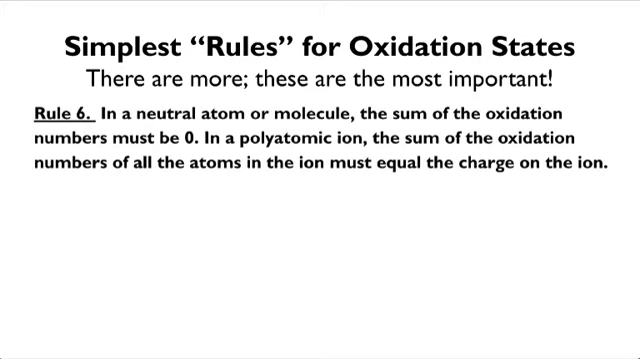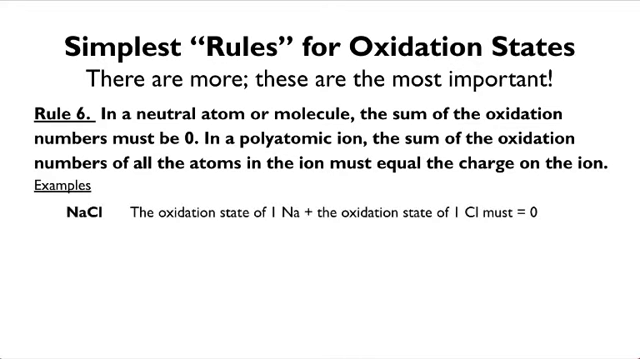Finally, rule number 6, in a neutral atom or molecule, the sum of the oxidation numbers must be 0. In a polyatomic ion, the sum of the oxidation numbers of all the atoms in the ion must equal the charge on the ion. So for example, sodium chloride is a neutral compound. It's made of two ions, sodium and chloride, and the oxidation state of one sodium plus the oxidation state of one chloride must equal 0. This makes sense if sodium's oxidation state is +1 and chloride's oxidation state is -1. +1 minus 1 equals 0.